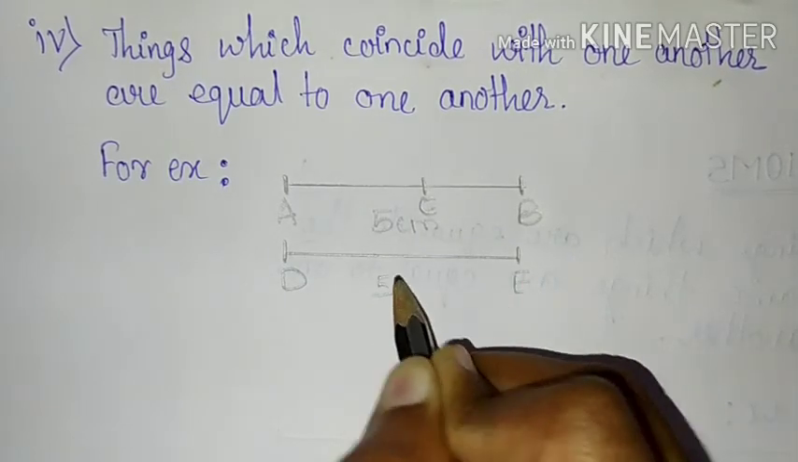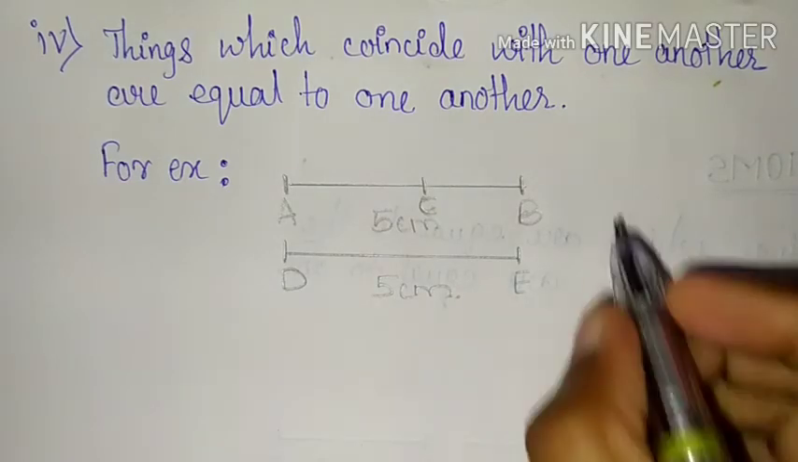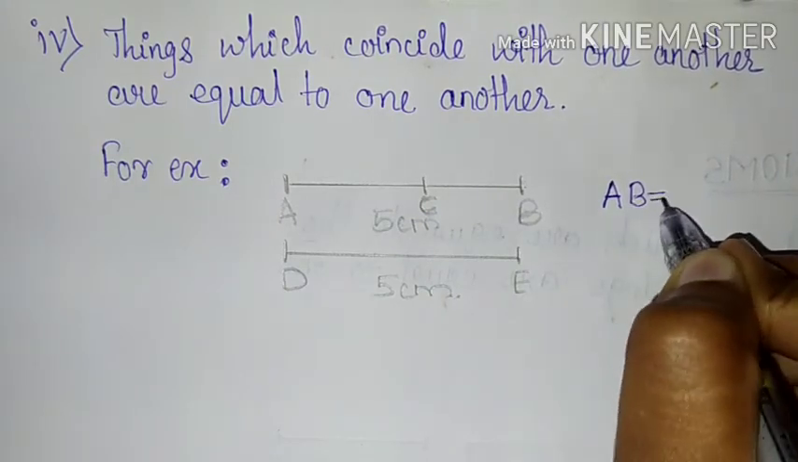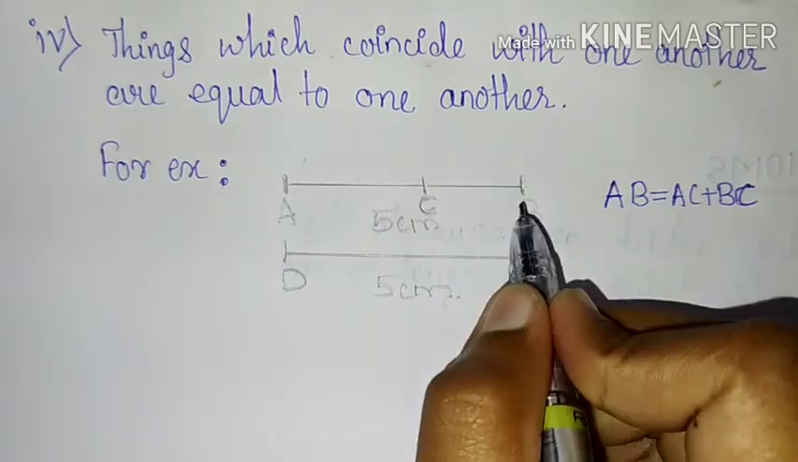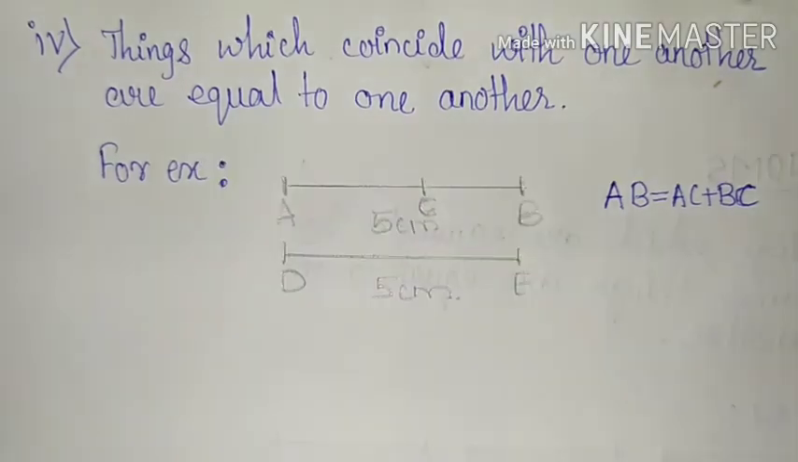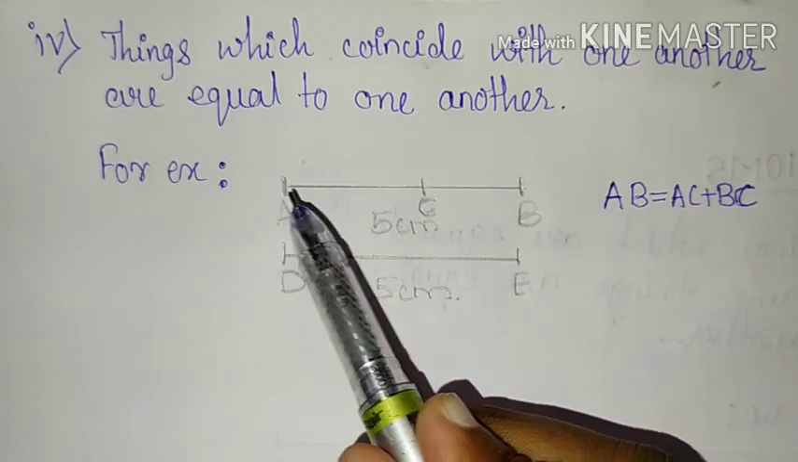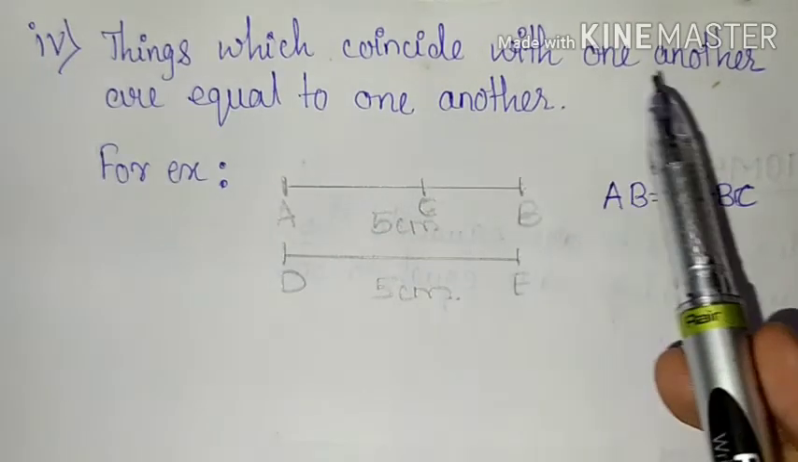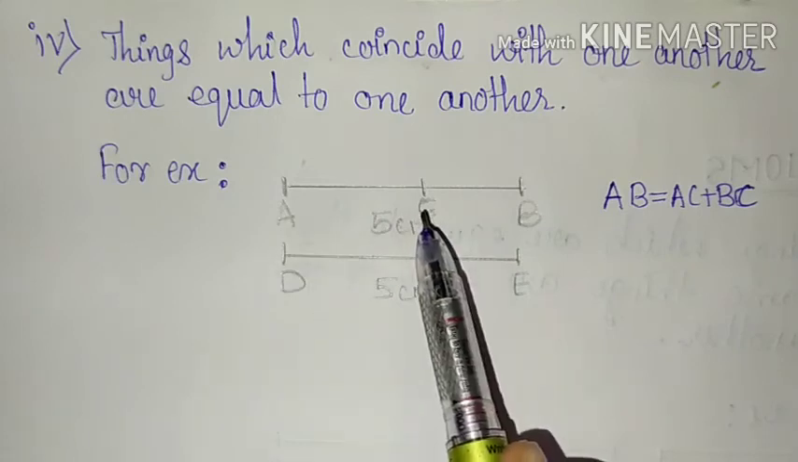This is also of length 5 centimeters. So now in case of AB, I can write it as AB is equal to AC plus BC, right? AB is equal to AC plus BC, which can also be said that the line segment AB coincides with the line segment AC plus BC. That means when things coincide with one another, they are equal to one another. Here, line segment AC plus CB.